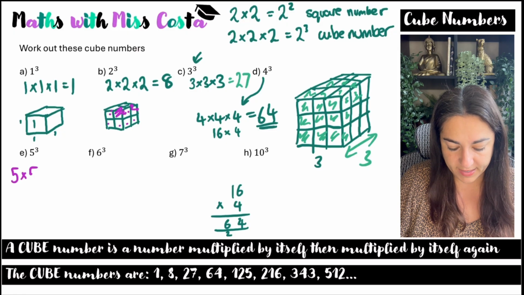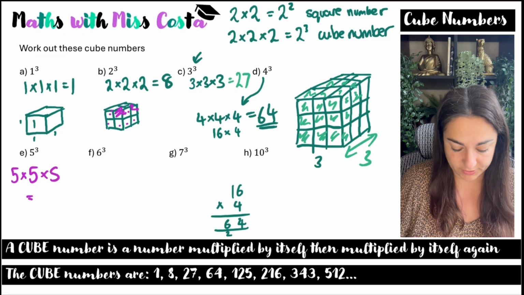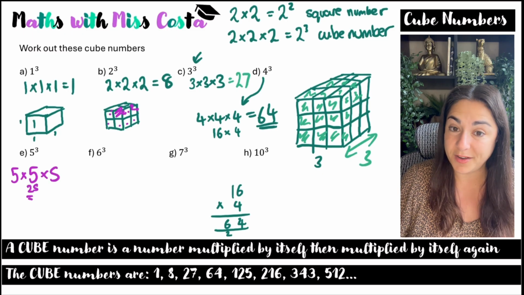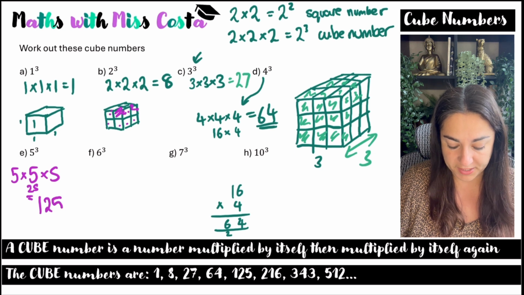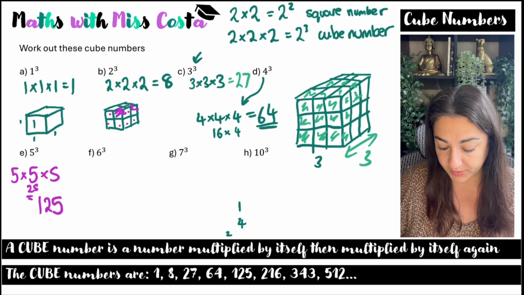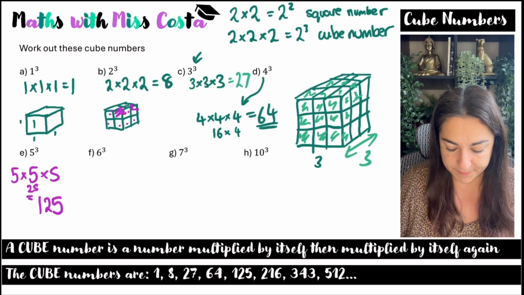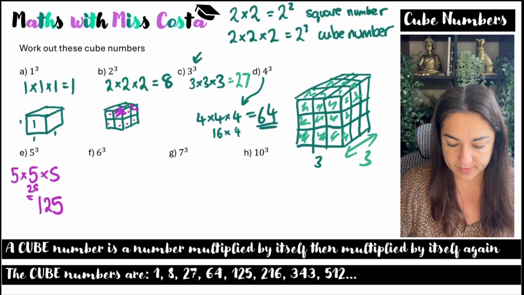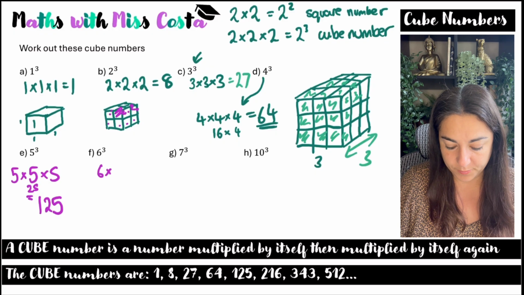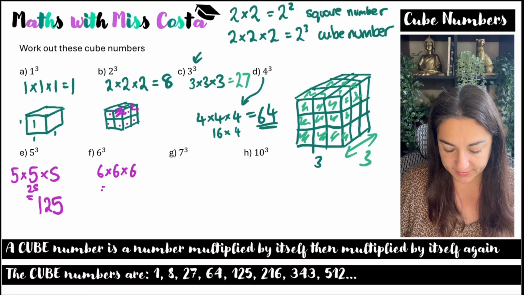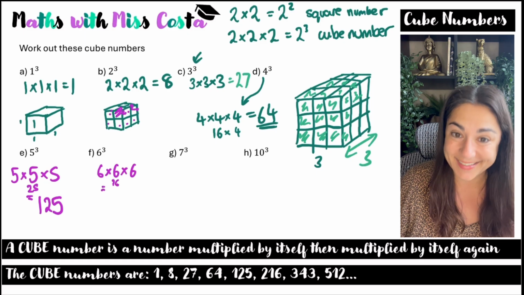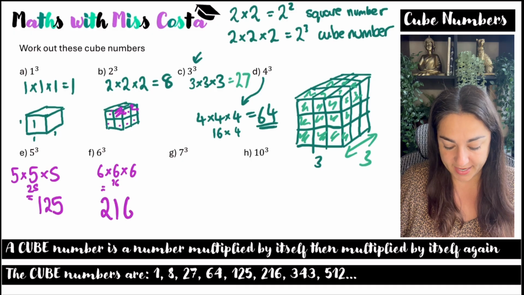5 times 5 times 5 is going to be, 5 times 5 is 25. And then 25 times 5 is 125. I'm not going to do the multiplications for you because you can do them yourself. 6 cubed means 6 times 6 times 6. So 6 times 6 is 36. And 36 times 6 is 216.